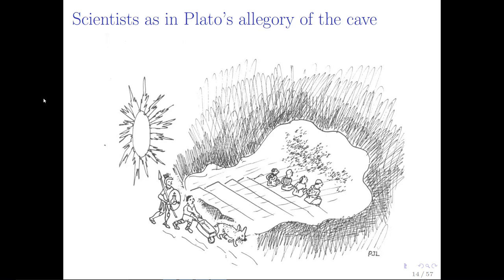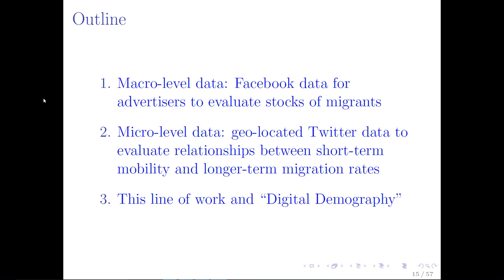So that was a long introduction, but what I want to talk about with this presentation are two examples of ongoing projects that I'm working on. The first one is about using macro-level data from social media, in particular Facebook data for advertisers, in order to evaluate stocks of migrants. And this is a situation where we have some data and we have ground truth data and we want to understand biases.